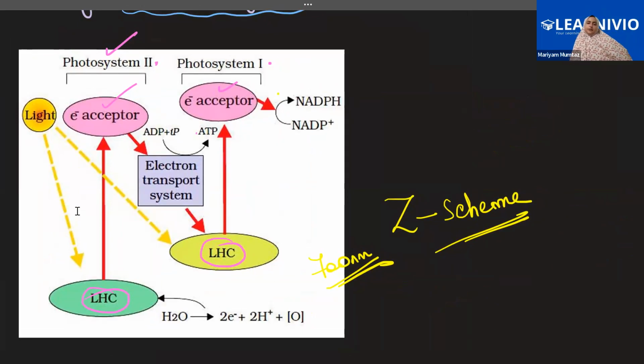Tell me. You can use, like, after it gets transported to LHC or photosystem 1. You're not audible, dear.